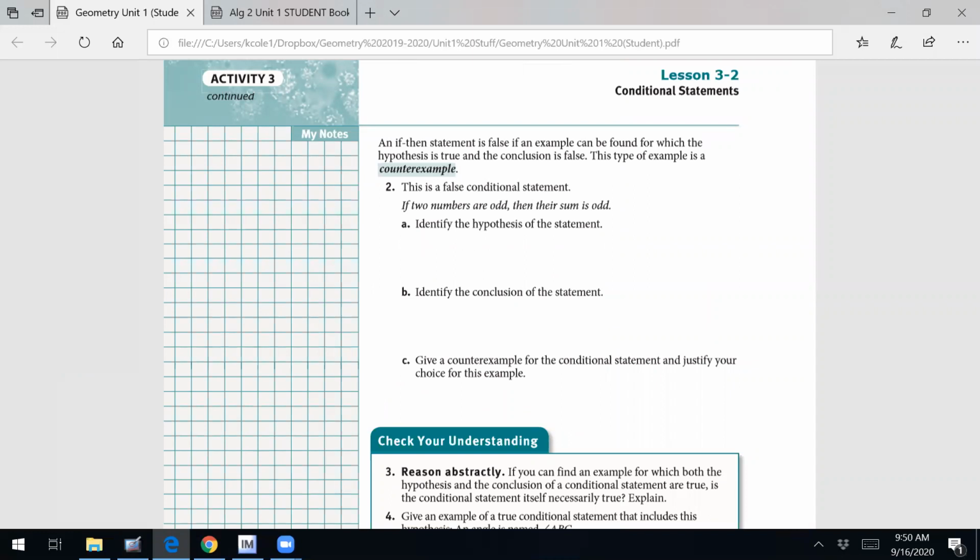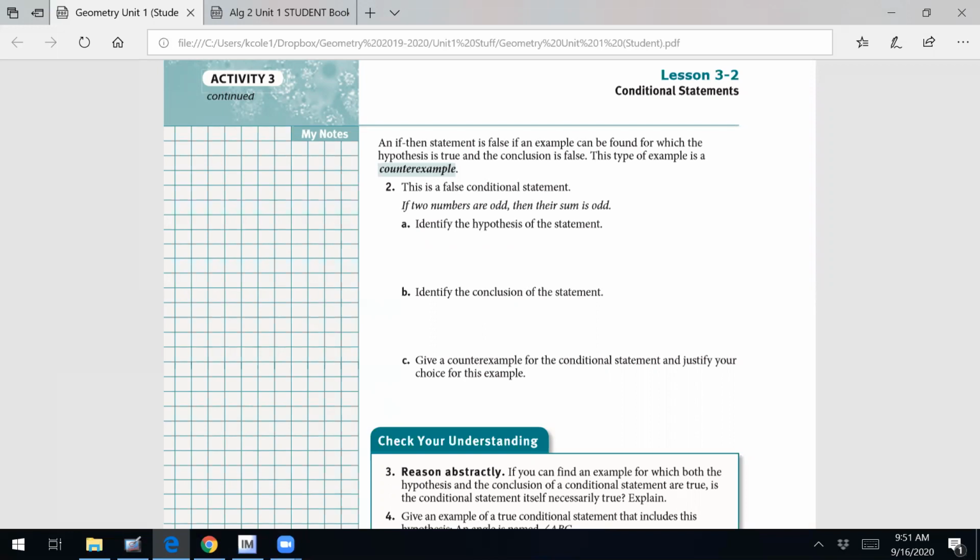Page 30 says, an if-then statement is false if an example can be found for which the hypothesis is true and the conclusion is false. This type of example is a counterexample. So what is happening with this is if you make a statement and someone can falsify it or say, no, this is how that would be a false statement, then you have a counterexample.